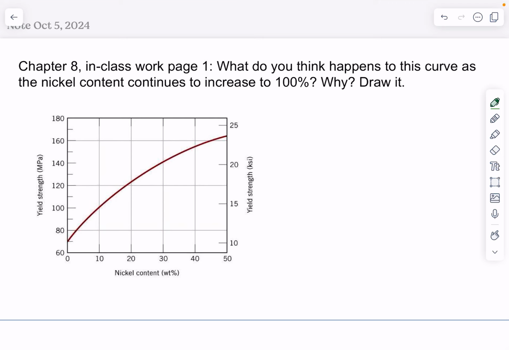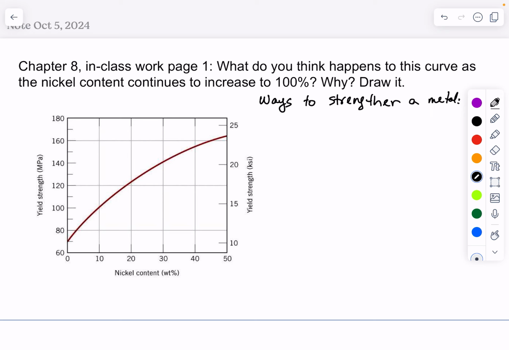All right. We are in the middle of discussing ways to strengthen a material. So, ways to strengthen a material. Let's just talk about metals right now. A metal, okay. So the first way is to alloy it. What does alloy mean? It means add something else to it.